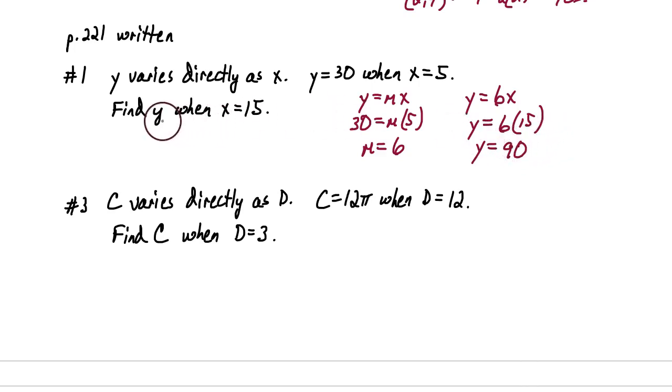In order to find one letter when given the other in a direct variation, we went through some steps. We first found the value of m. Then we found the value of the letter we were looking for.